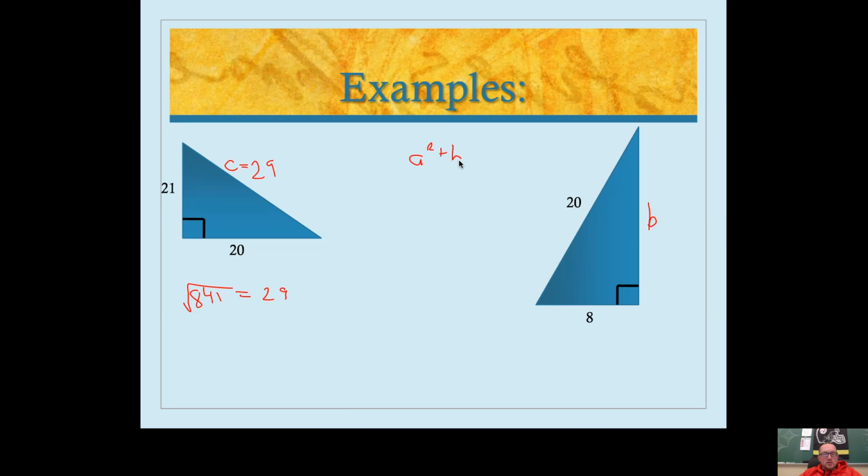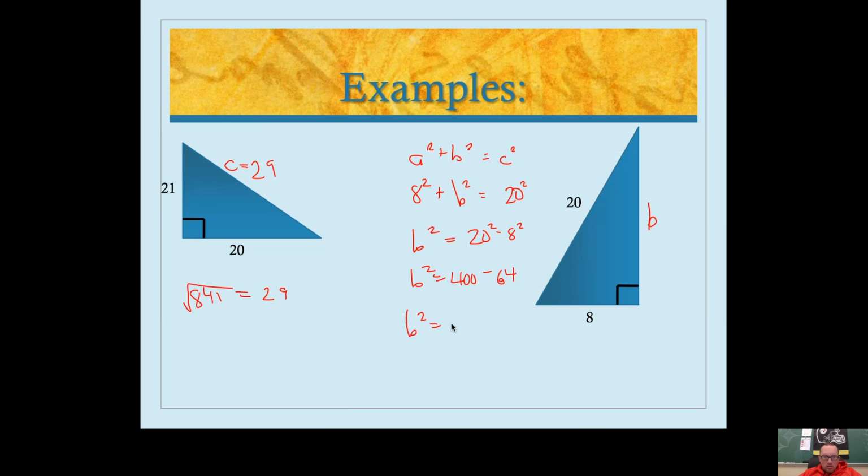A squared plus B squared equals C squared. Our A is 8. Our B, we don't know. Our C is 20. We want to get B squared by itself. So to do that, you're going to subtract 8 squared from both sides. So B squared is going to be the same thing as 20 squared minus 8 squared. And that might seem weird, but 20 squared is 400. We know that. And you know that 8 squared is 64. So B squared is going to be 400 minus 64.